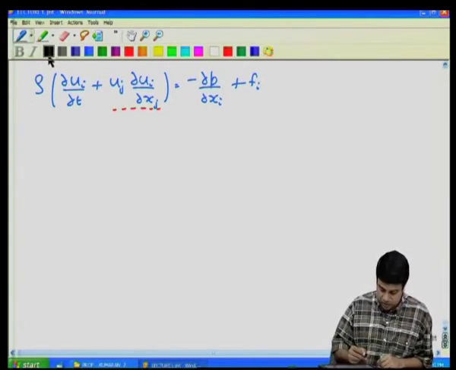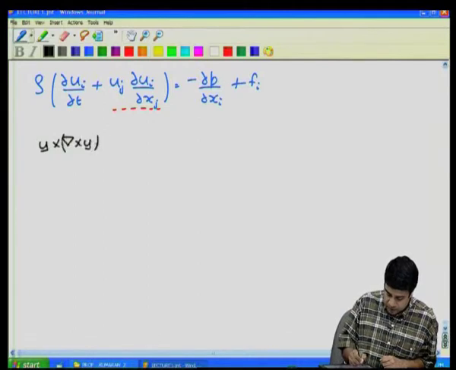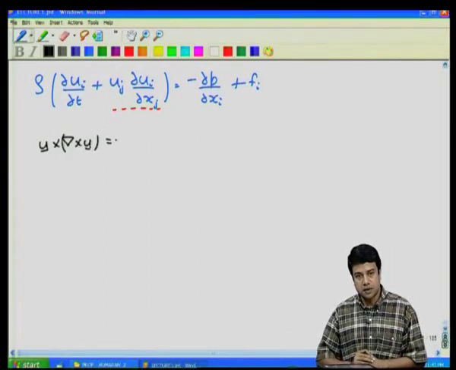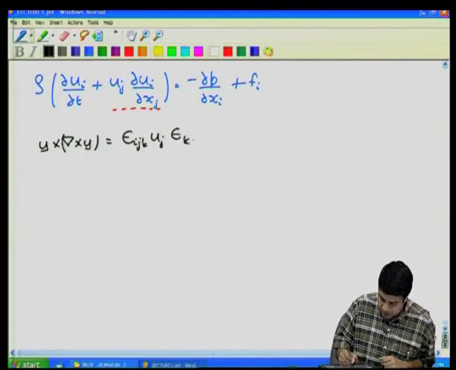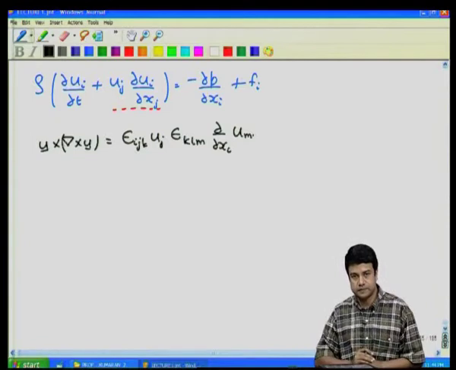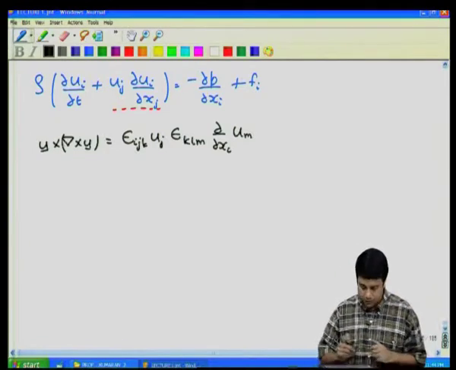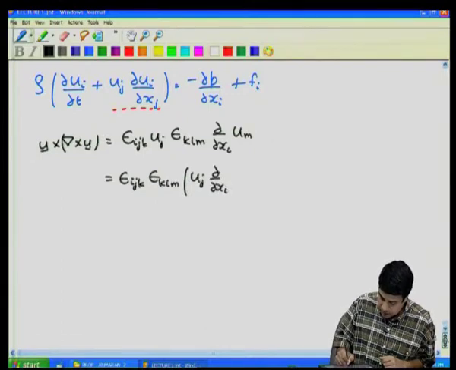Simplify this as follows. If you take u cross del cross u, in indicial notations, I can write it as epsilon ijk uj times del cross u, epsilon klm partial by partial xl of um. This is equal to epsilon ijk epsilon klm uj partial by partial xl um.